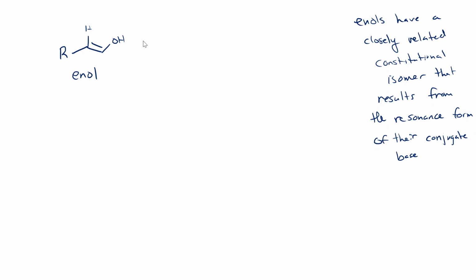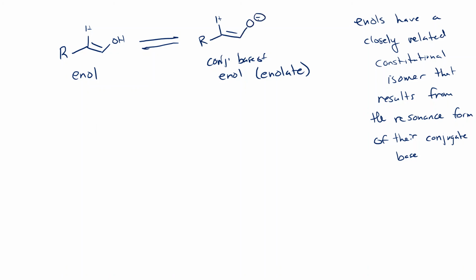Okay, so let's draw the conjugate base, right? We can't see the resonance form of the conjugate base if we don't draw the conjugate base. So we have an equilibrium here. We're going to draw the conjugate base of the enol. This is sometimes called the enolate. The most acidic hydrogen in here is the one attached to the oxygen, because not only is it attached to the most electronegative atom, it's also resonance stabilized. So now we can draw the resonance form where we make a pi bond here and put that negative charge on the carbon.